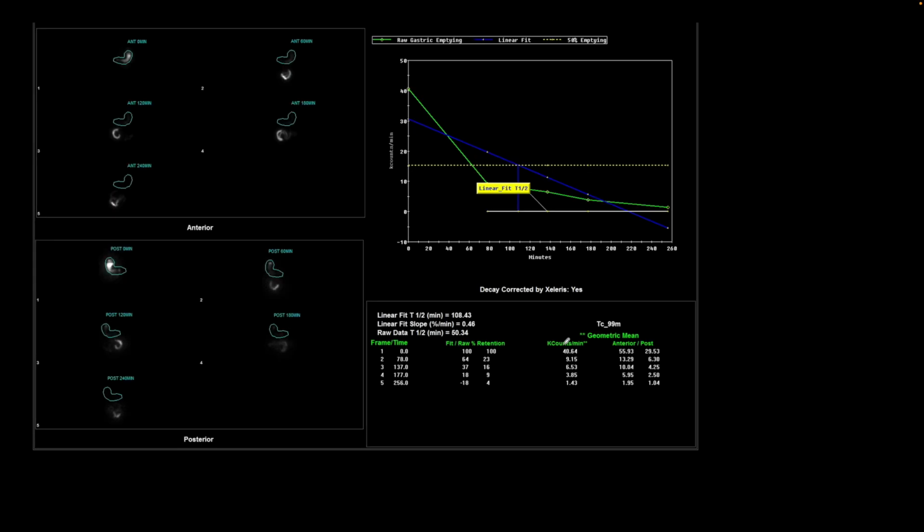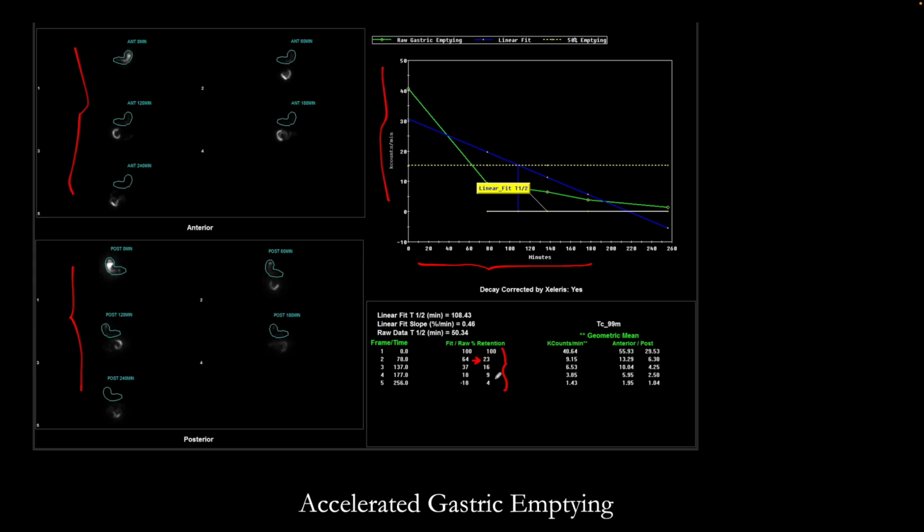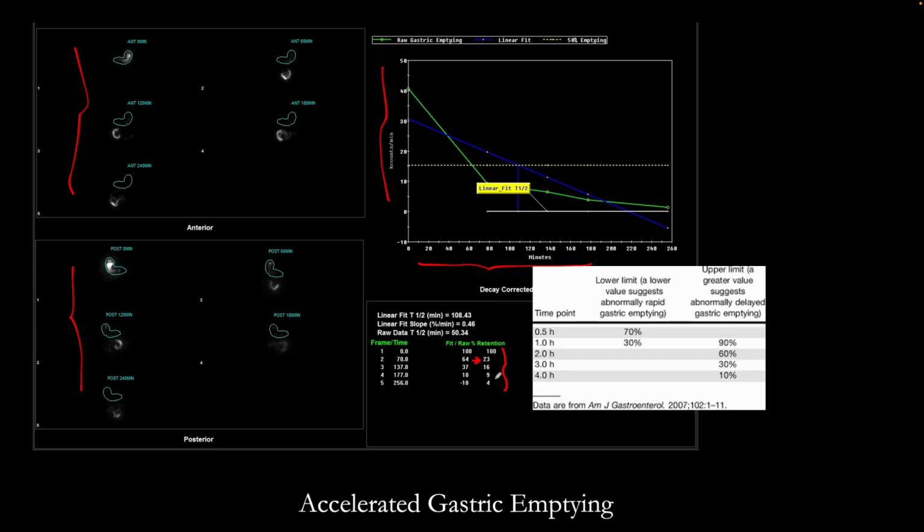Okay, so moving on to a gastric emptying study. Here we are looking at anterior and posterior images at different time points, and we have used geometric mean to create a time activity curve. On the x-axis we have time, and on the y-axis, using the geometric mean, we have plotted the activity, and we're looking at the percentage retention at different time points. Because at the end of 1 hour, the residue is only 23%, this patient has accelerated gastric emptying, and these are the numbers we go by.